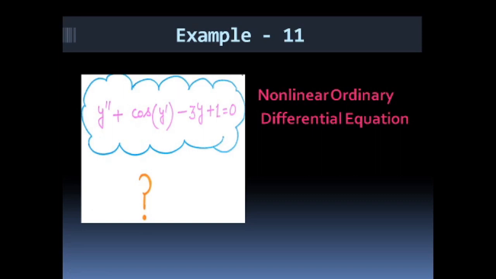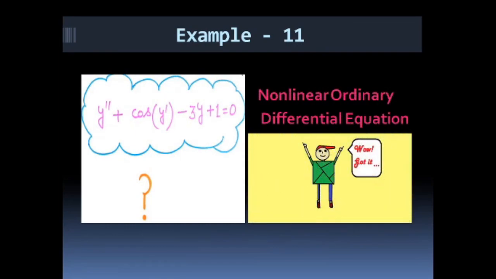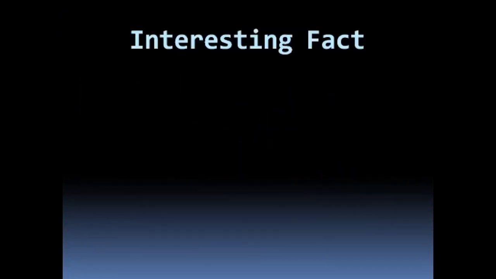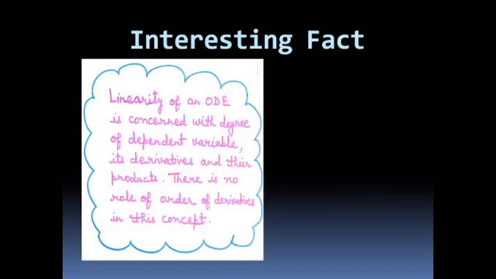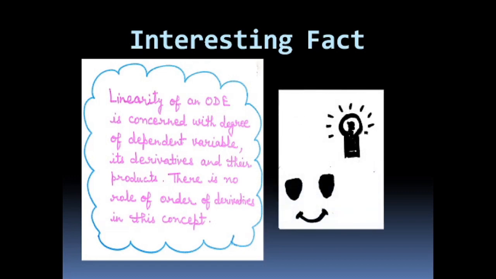Fine. So now I think the concept is clear to you by so many examples. And now I will tell you about an interesting fact about the linearity concept in case of ordinary differential equations. And that is, there is no role of independent variable and the order in deciding the linearity. It's only the degree of dependent variable, its derivatives, their products, and the form of dependent variable and its derivatives that has all the rights to decide the linearity of ordinary differential equations, right?